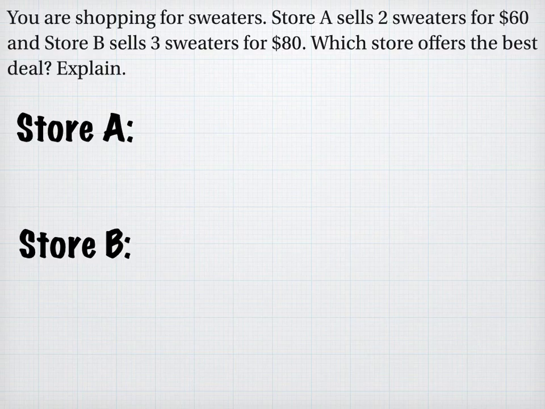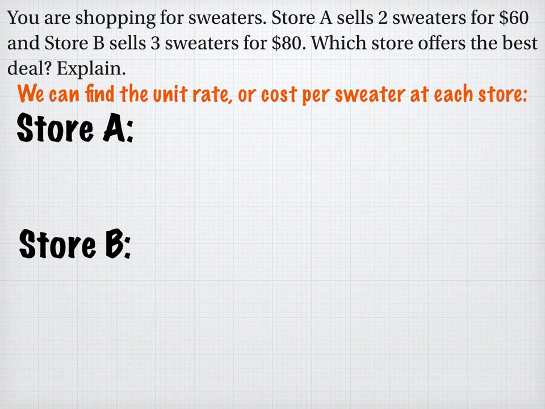We can probably use mental math on this problem if we're being honest. However, let's go ahead and talk about the unit rate and where that would come in. We're going to find a unit rate which would tell us the cost per sweater at each store. Notice per is used here in this sentence, and per is a key word that you're talking about a rate or a unit rate. So the first store, store A, sells 2 sweaters for $60.